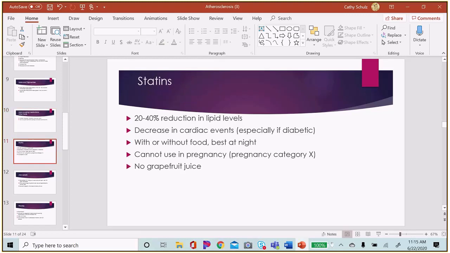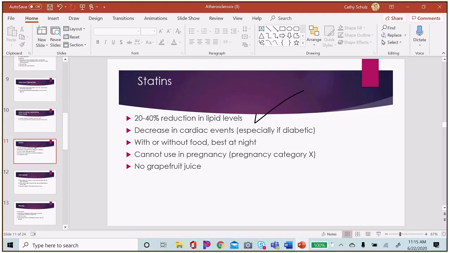The gold standard for cholesterol reduction is statin medications. They work the best. They decrease lipid levels by a lot, 20 to 40%. And they also affect inflammation in the vessels and have been shown, especially in diabetics, to decrease the chance of heart attack. So sometimes even diabetics who may have near normal cholesterol levels will be placed on atorvastatin as a protection against a cardiac event.